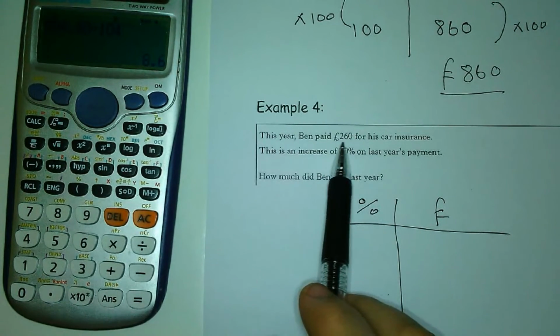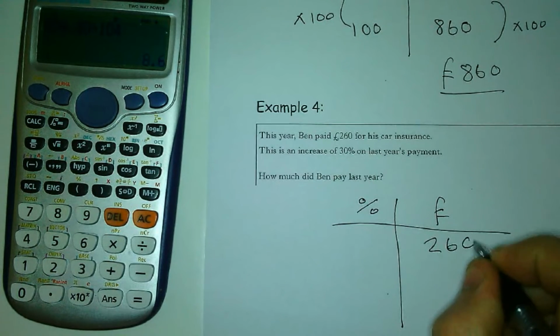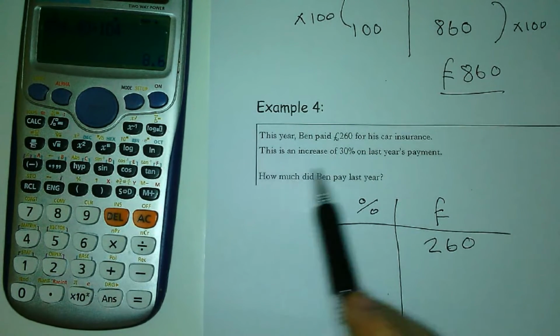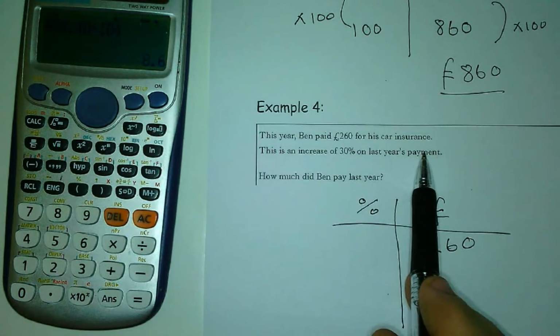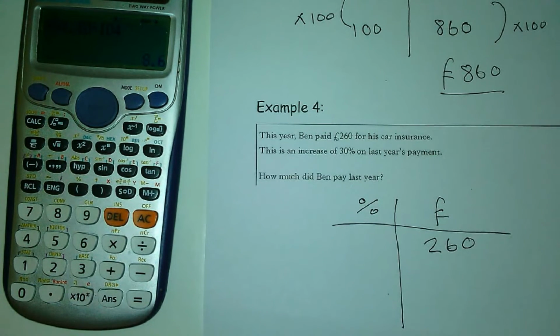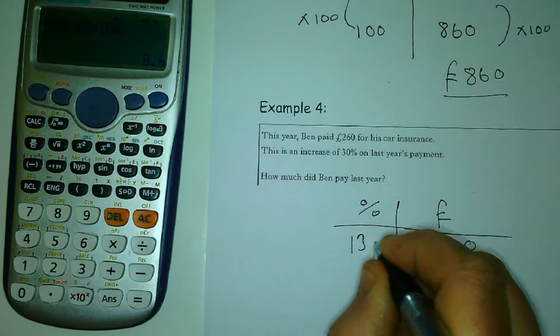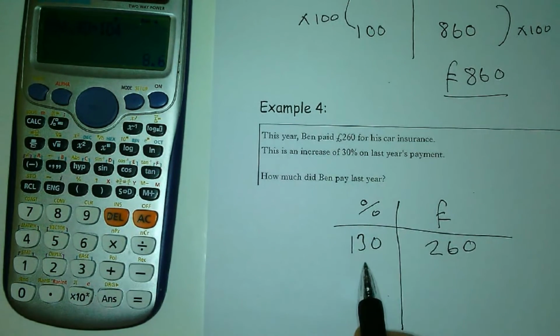Okay, so this year Ben paid £260 for his car insurance, so 260 goes in here. And here's the hard bit. This is an increase of 30% on last year's payment. How much did he pay last year? So we're actually trying to figure out what was his original insurance last year. So what percent goes in there? 130%. He's paid an extra 30%, an increase.